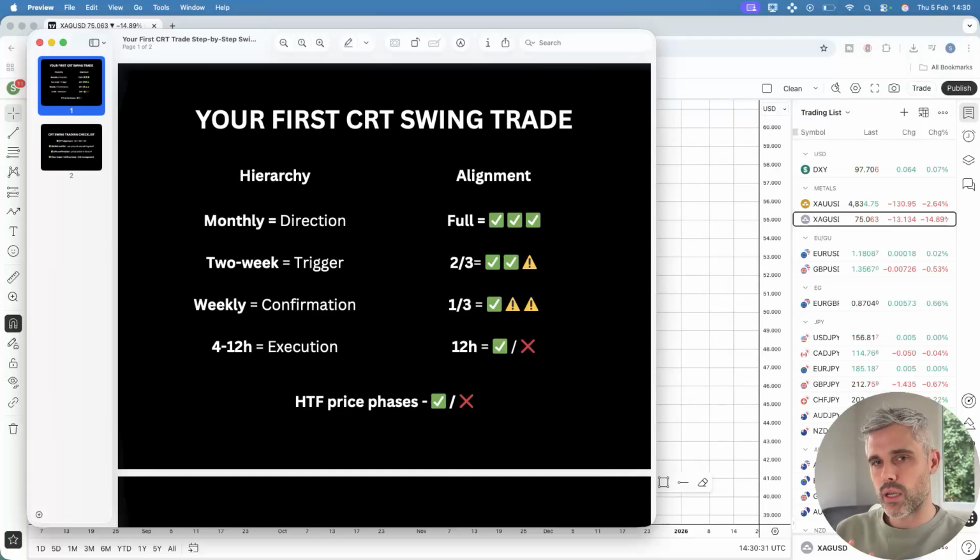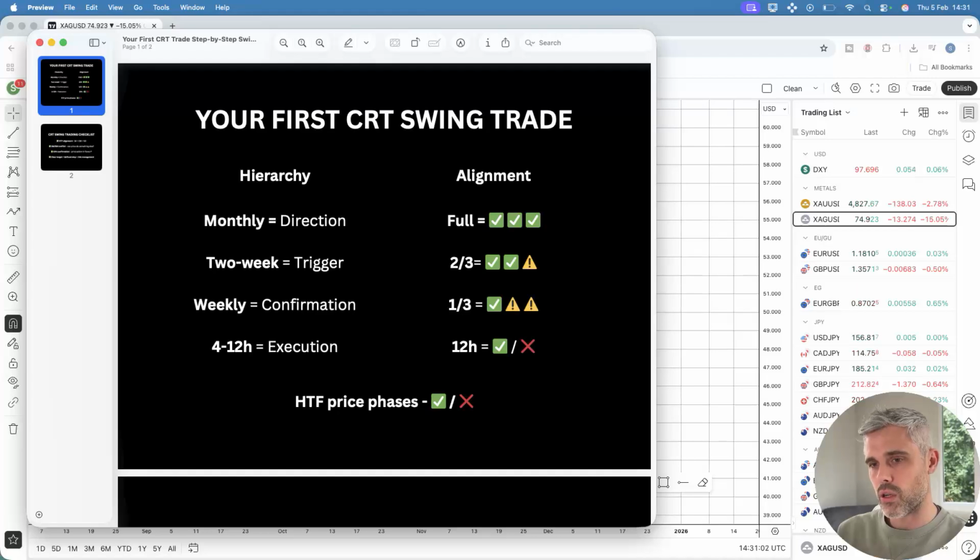Then the 2 weekly and weekly, what we are looking for is that AMD, same thing, accumulation, manipulation, distribution, but in context of the monthly time frame. The weekly we're going to use more as a confirmation for our trades. We want to see that the weekly is not in conflict with the 2 weekly. And of course, if you're executing like me on the 12-hour time frame, then you want to make sure that price action is in your favor. We're not taking trades when we actually have bearish price action in front of us.